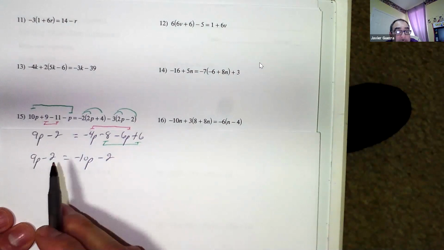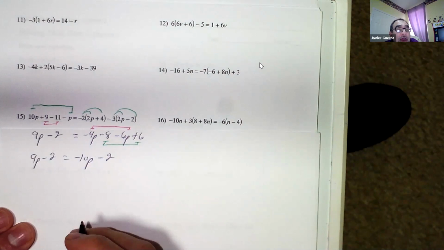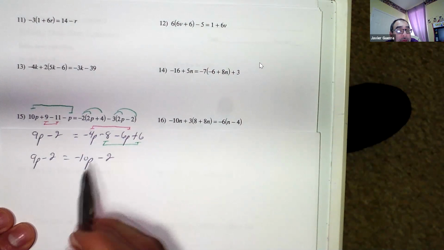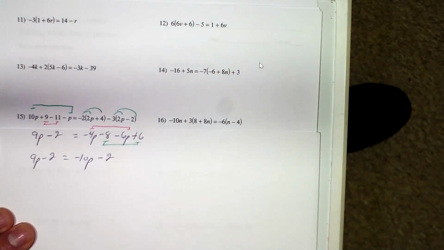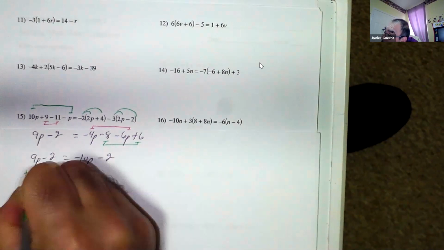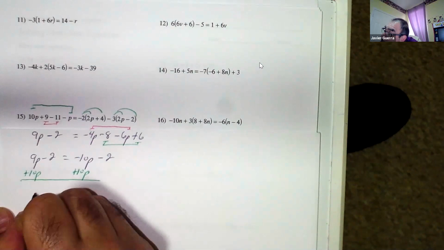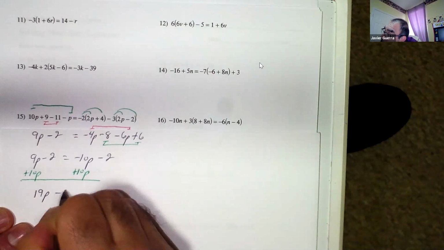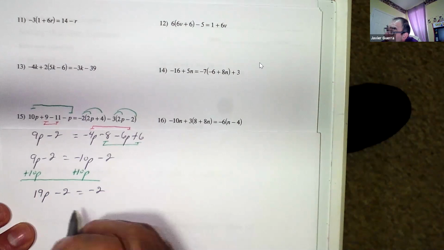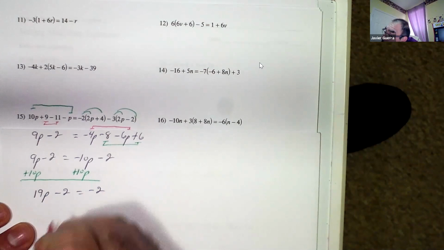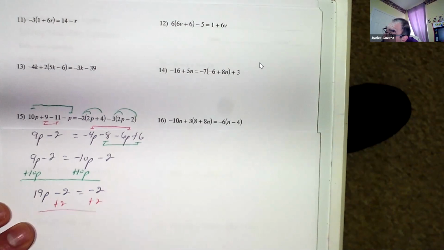You want me to move the 9p to the right or the 10p to the left? 10p to the left. All right. You add 10p to both sides. 19p minus 2 equals negative 2. And then I'm going to add 2. So I get 19p equals 0.